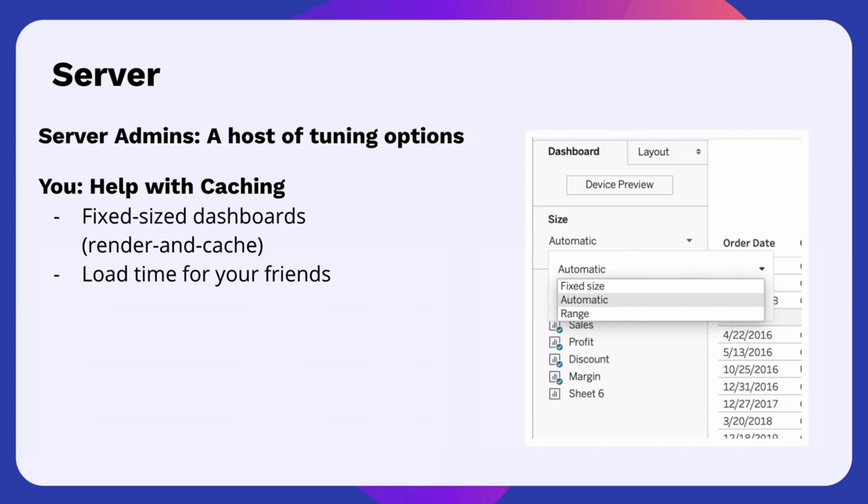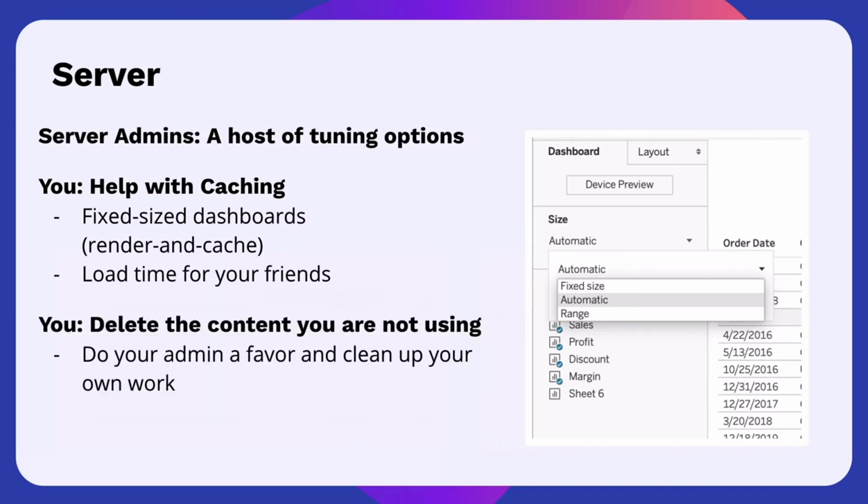If you use automatic, which is just going to size based on any one screen, not every screen is the exact same. So Tableau's render and cache is probably not going to work for everybody else. So it's going to slow down their render time. So it's like you're helping your friends when you use a fixed size dashboard. Everybody's helping each other if that dashboard is used across the board by a number of people. So you're helping your friends.